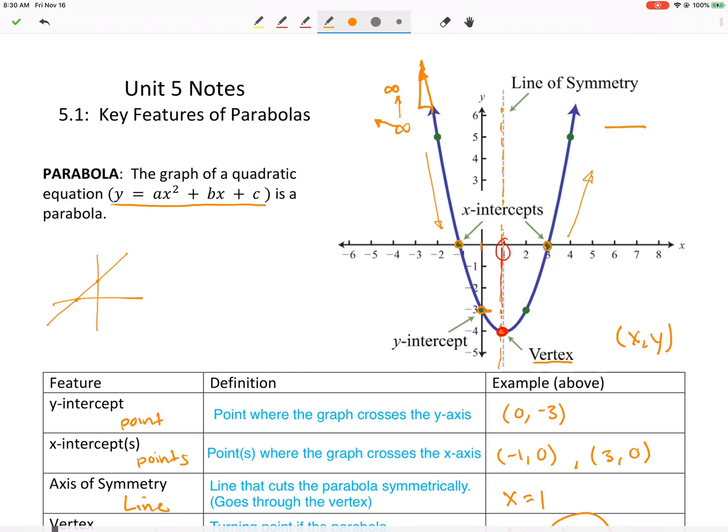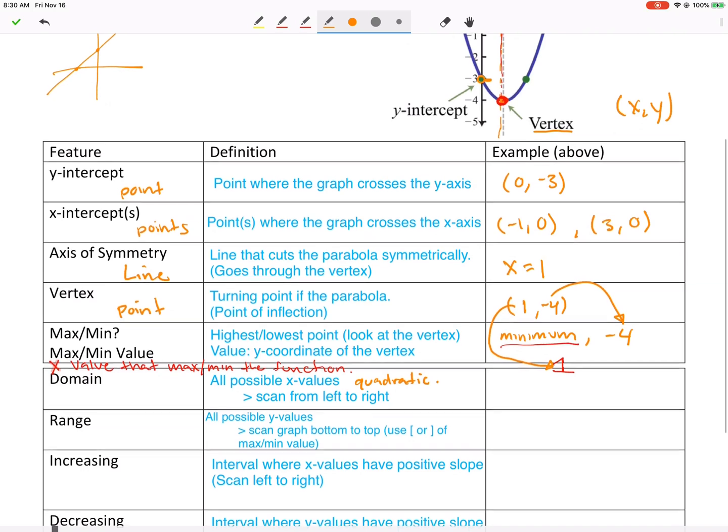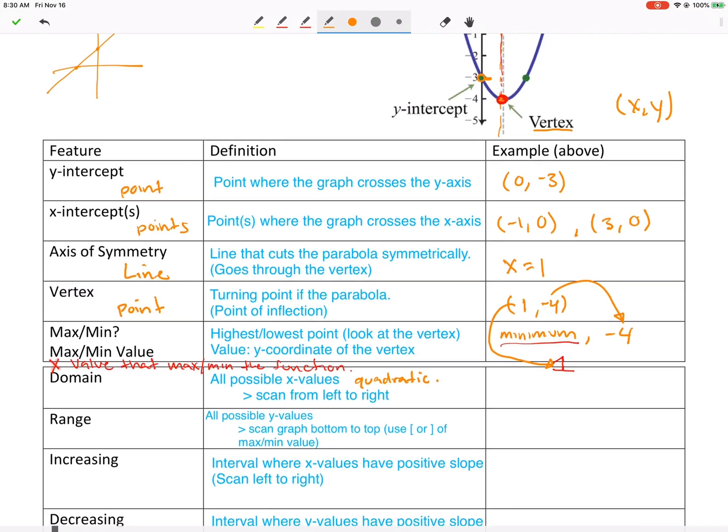And the same with the right. It would go to positive infinity. This would be negative infinity on the left. Okay? So domain will always be negative infinity to infinity. Always. Okay?